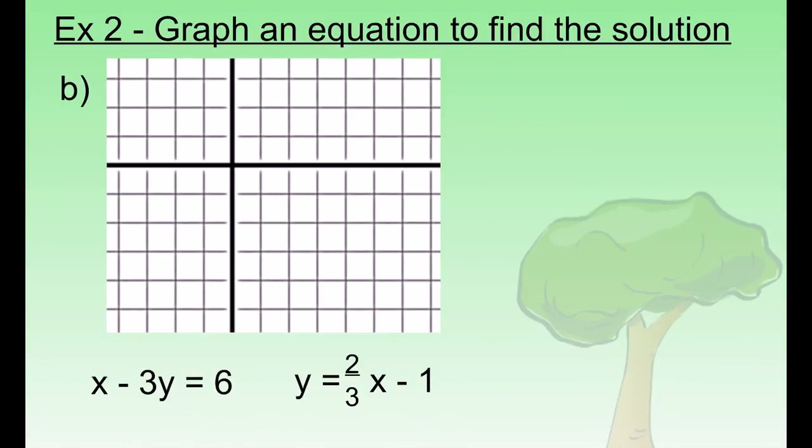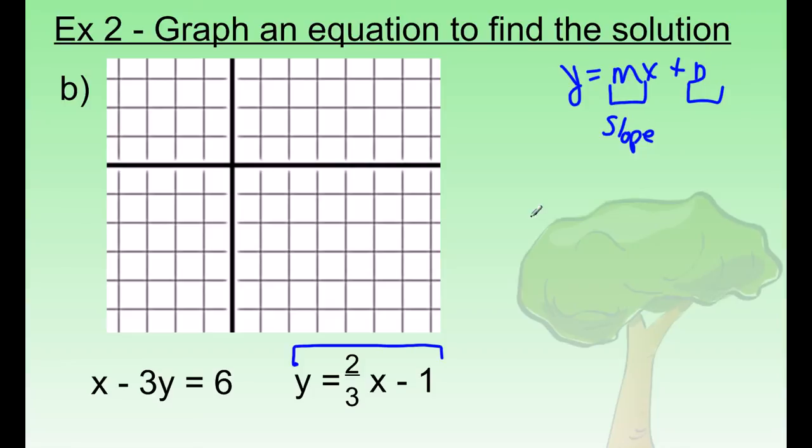Okay, here is example B. So we have two equations again. We need to graph both of these equations. The first equation I'm going to do is this one because it is already in slope-intercept form. Y equals mx plus b, where this is the slope, and the b value, in this case the -1, is the y-intercept. So the y-intercept is -1. That's where the line crosses the y-axis, right here.